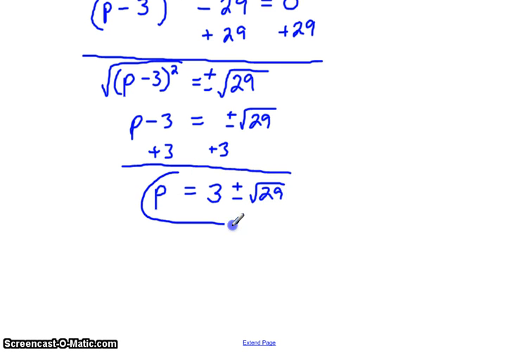And that's my answer. And one thing you want to look for is to see if this square root needs to be reduced any, or simplified. Not reduced, simplified. But there's no perfect square that goes into 29, so this is done. Alright, last one.